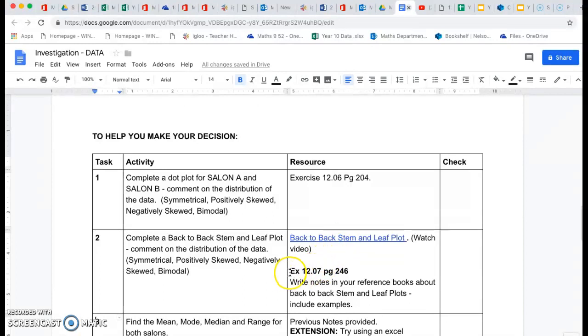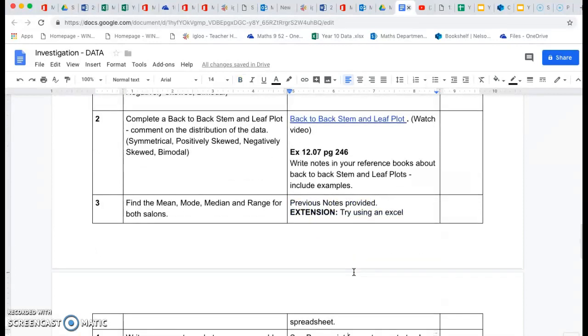Also, exercise 1207 is an excellent reference for you to prepare your notes. So you're also required to write these notes in your reference books about back-to-back stem and leaf plots, and you need to include the example.